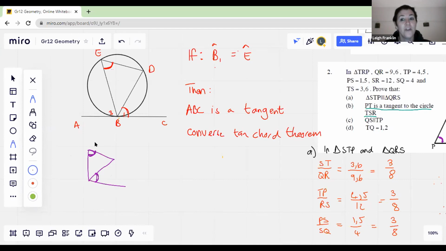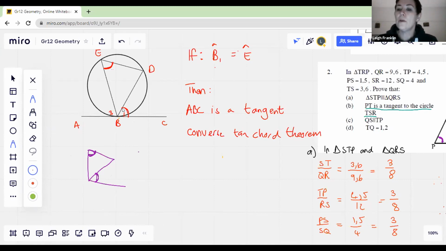Is that making more sense now? Yes, ma'am. Thank you. Okay, all right. So that's essentially what we are doing. Now here, our triangle is kind of sitting up. So when we have to prove, is the reason converse tan-chord theorem?